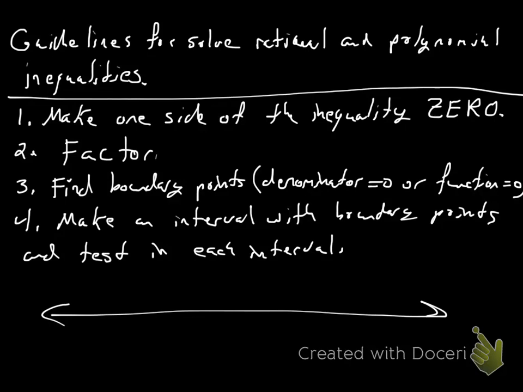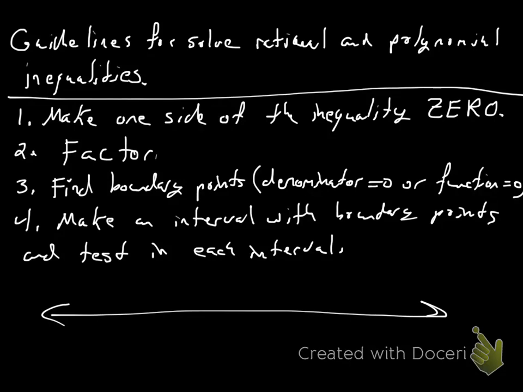Find your boundary points. Boundary points, I think we've called them cut points too. That's where your denominator is going to be 0 or the function is equal to 0. So if it's a rational, you have a numerator and denominator, top and bottom, so that'd be where the top and the bottom are equal to 0. If it's just a polynomial, it's just where the polynomial is equal to 0.